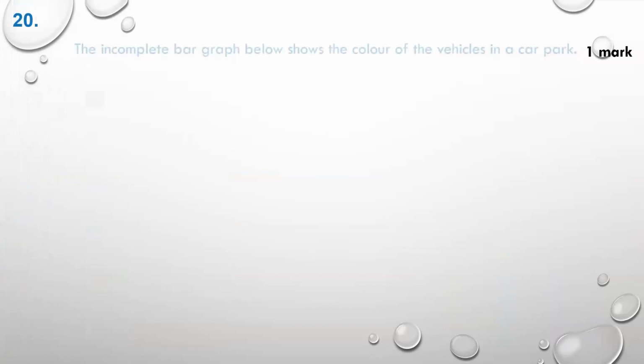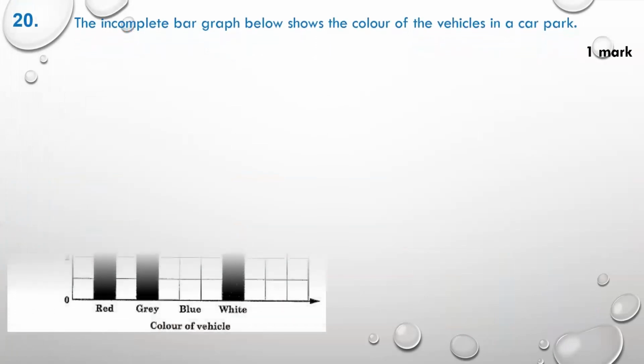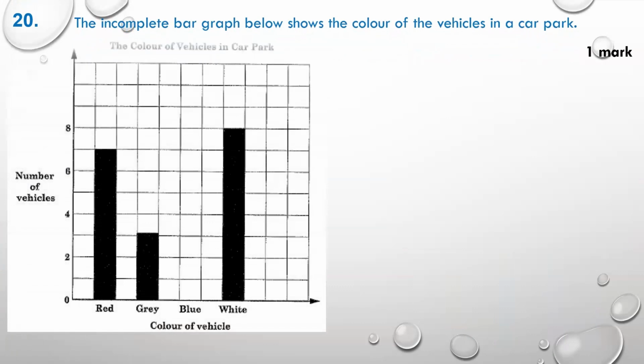Let's go on now to the last question in this section, number 20. The incomplete bar graph below shows the color of the vehicles in a car park. So the color of vehicles in the car park, we have 4 different colors: red vehicles, gray, blue, and white. And the number of vehicles that go with them. How many red do we have? If we look at our scale, 2, 4, 6 is between 6 and 8, so there's 7 red vehicles.